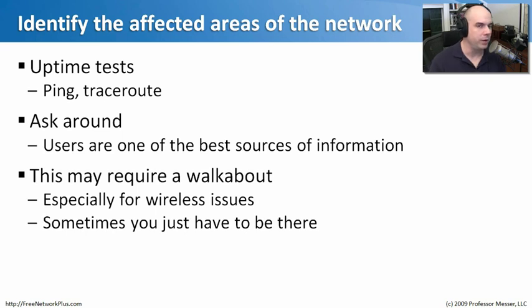You may be at a point where you just can't find out that information by calling around or running some tests. You may need to get up out of your chair, grab your laptop, and start looking around. Walk around those buildings, see what's going on. This is especially useful if there are wireless issues, because wireless has so many different variables associated with it, and there are so many things that might cause a problem with a wireless signal.